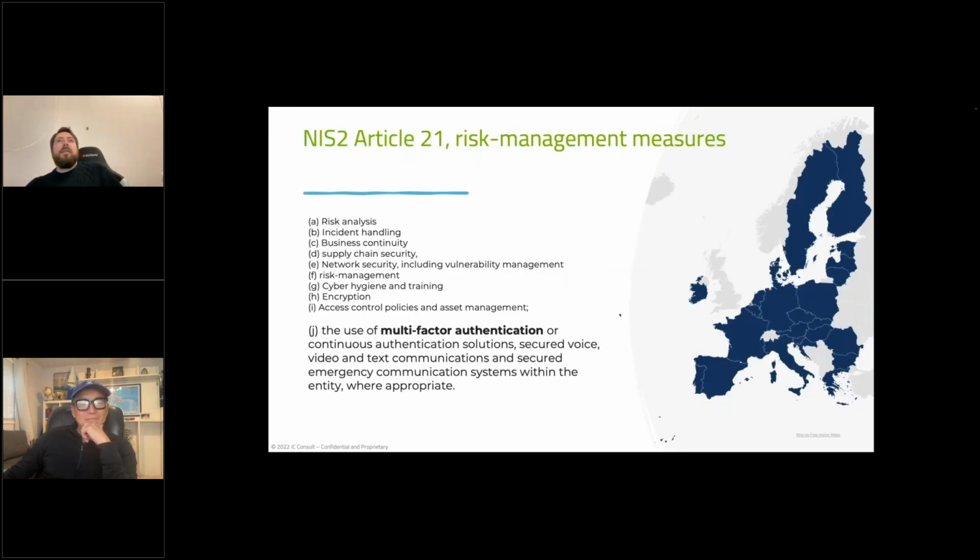So yeah, we're going to focus on the NIS Article 21 risk management measures, and especially today we're going to focus on multi-factor authentication. So I guess, Don, you want to take it from here?